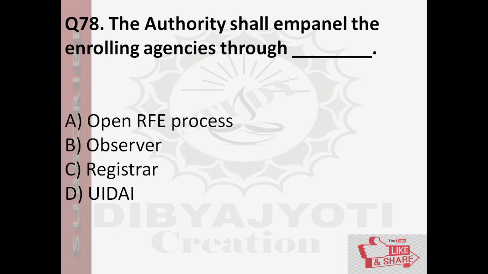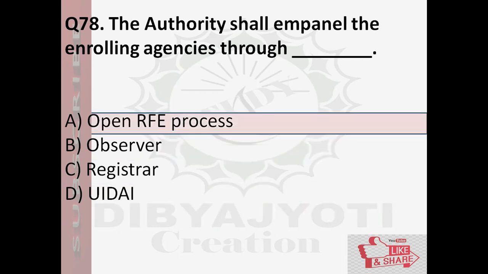Then question number 78. The authority shall empanel the enrolling agencies through Aadhaar. Open RFE process, observer, registrar, UIDAI. And answer is option A, open RFE process.